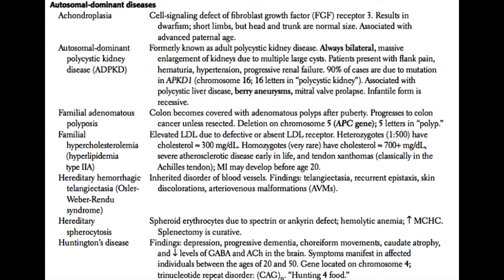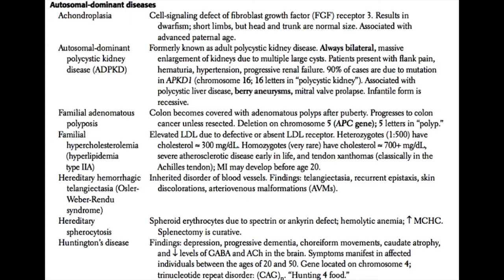It involves chromosome number 16. It presents with hematuria, flank pain, end-stage renal disease ultimately. It presents primarily later on in life. It's associated with polycystic liver as well as mitral valve prolapse and berry aneurysms. So anytime you see something like berry aneurysms, you should be very, very suspicious about that on the step 1. They like to test that.